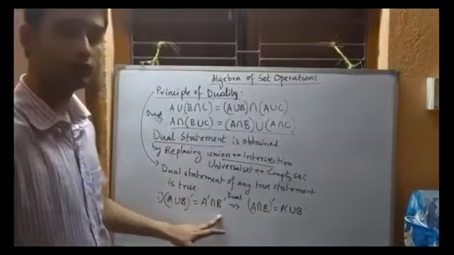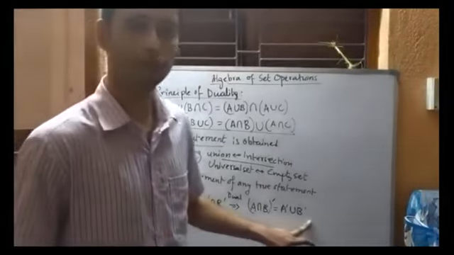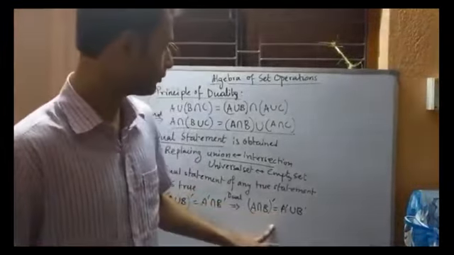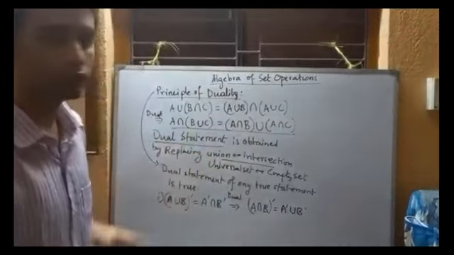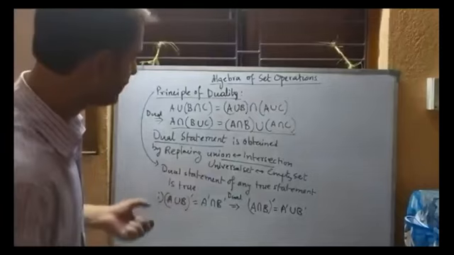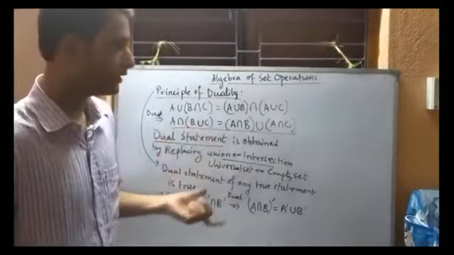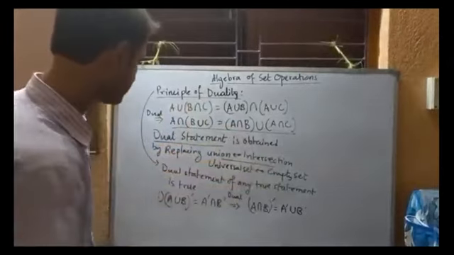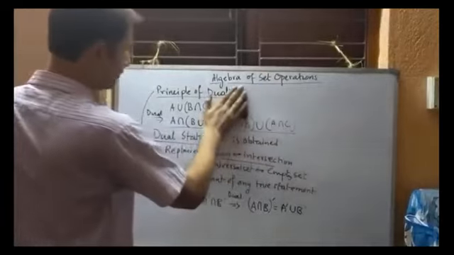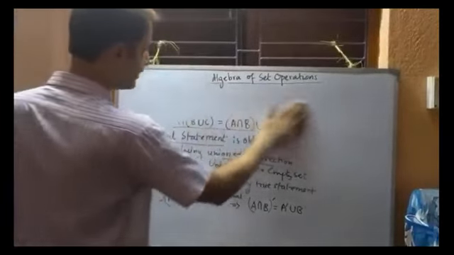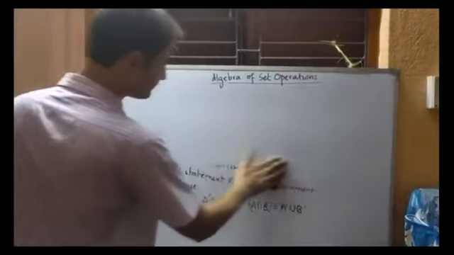So we have proved this one already. So from that we can say this one is also true. So by the principle of duality we can prove several identities or laws very easily. If it satisfies the property of the dual statement, then it will be proved easily. Okay. So these are some algebraic properties of set theory.